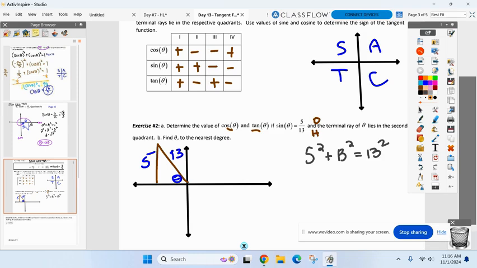Let's keep going. Find out what that other side is now. Square everything. Move it over. Square root.